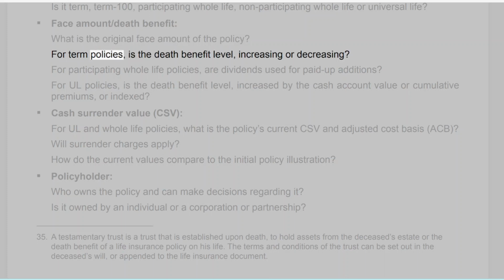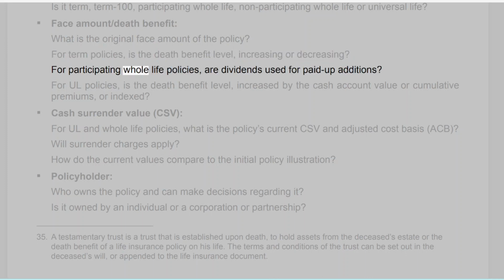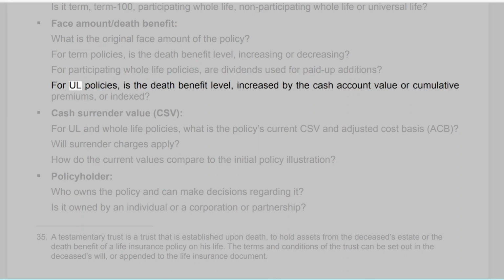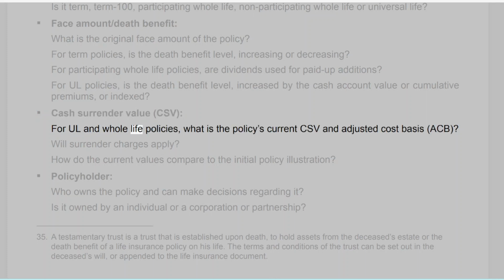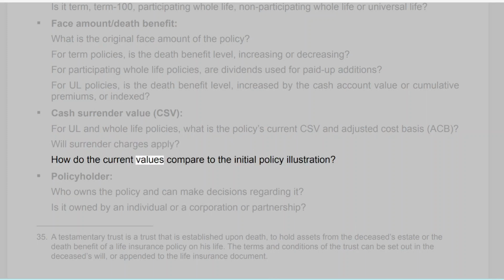For term policies, is the death benefit level increasing or decreasing? For participating whole life policies, are dividends used for paid up additions? For UL policies, is the death benefit level increased by the cash account value or cumulative premiums, or indexed? Cash surrender value, CSV for UL and whole life policies: what is the policy's current CSV and adjusted cost basis, ACB? Will surrender charges apply? How do the current values compare to the initial policy illustration?